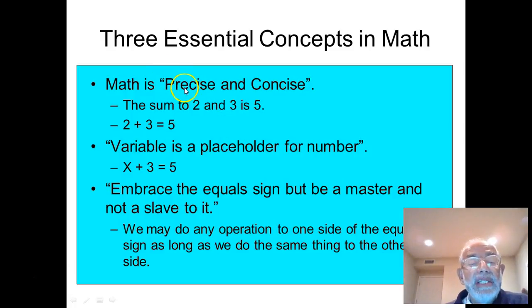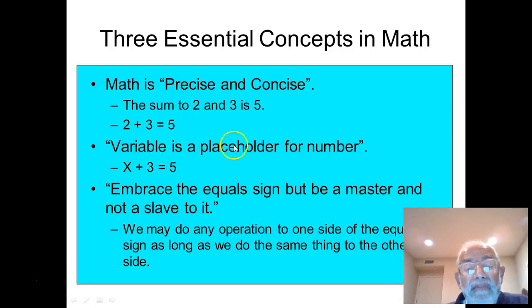Okay, so let's look more closely at this. When we say math is precise and concise, what do we mean? Well, look at the English sentence. The sum of 2 and 3 is 5. You can see it takes a lot of symbols to say that, but in math, it doesn't take much. It only takes 1, 2, 3, 4, 5 symbols to do what this takes, which is a whole lot of words. So math is precise and concise. It tells everything that this sentence is saying precisely and concisely.